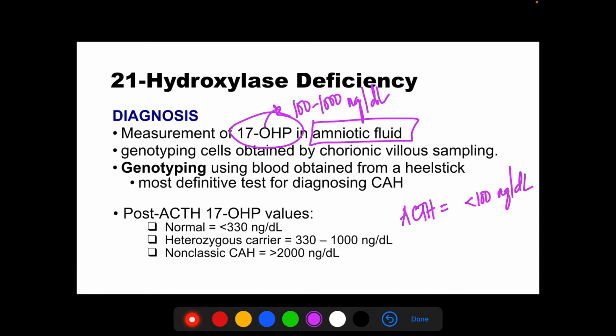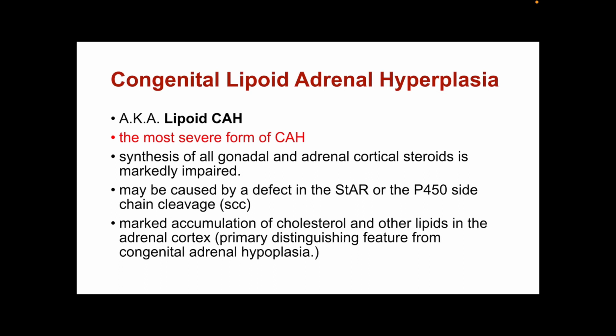And normalizing this one should not be attempted, because this one requires supraphysiologic levels of glucocorticoids and may result in Cushing's syndrome. That's why its level is maintained at these values. So that's the reason why that 17-OHP should be maintained at that level, in order to avoid, of course, Cushing's syndrome. Now, let us have the congenital lipoid adrenal hyperplasia.